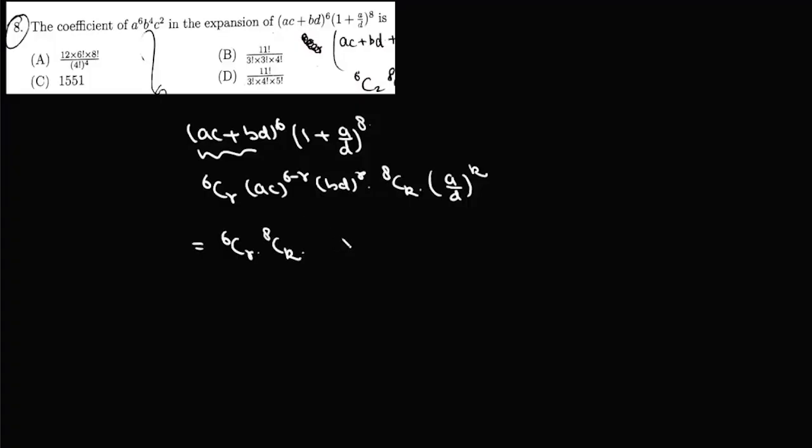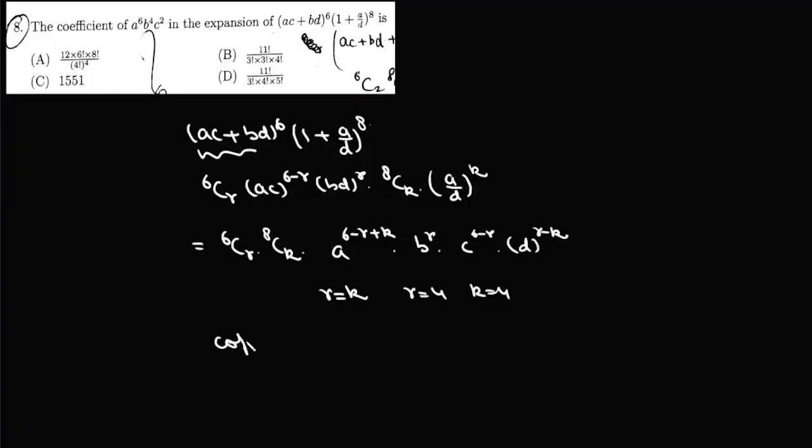8CK. Now if we take powers of A together, it will be A to the power 6 minus R plus K, then it will be B to the power R, C to the power 6 minus R, and d to the power r minus k. Now power of a is 6. That means we'll get r equals k. Power of b is 4. That means r equals 4 and k equals 4. If we put r as 4, we'll get c square and here will be 0. So this is what we are looking for.